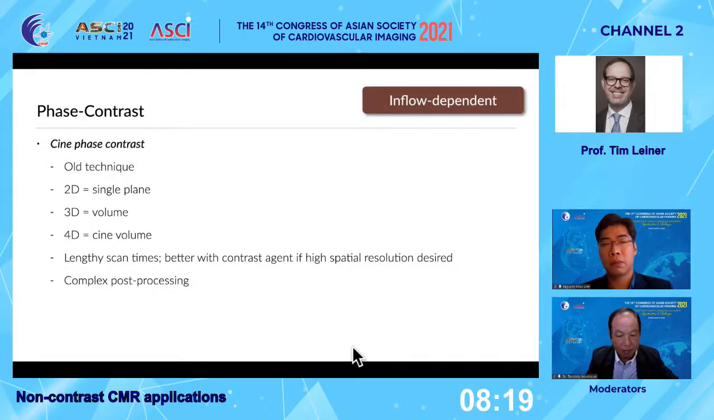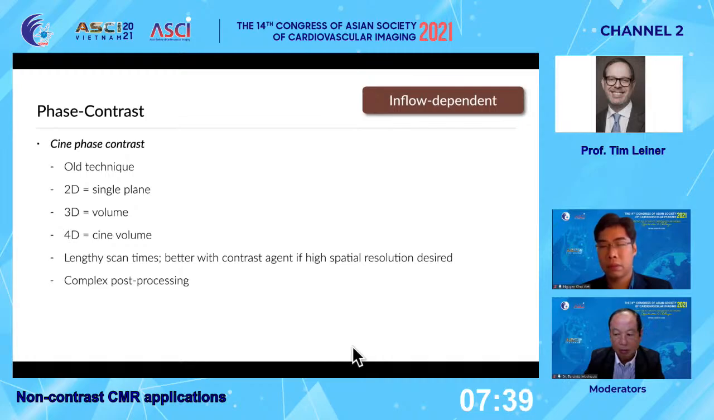Phase contrast. This is quite an old technique. It is used routinely, of course, in cardiac imaging to measure flow, and it can be used as a 2D acquisition, a 3D acquisition, but also a 4D acquisition, which is basically a cine volume, which is commonly known as 4D flow and is now starting to be evaluated for many different indications in the chest and outside of the chest. The drawback of this technique, the last technique, is that it has somewhat lengthy scan times, and it is better with contrast agents if high spatial resolution is desired.